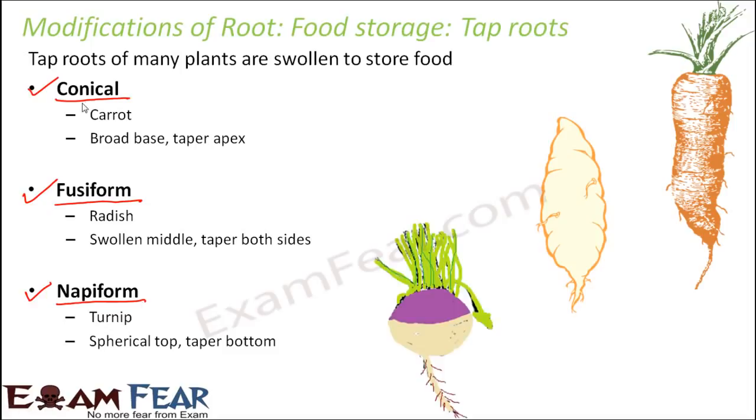So let us look at the conical one. They have a shape like a cone. Example is carrot. If you look at the shape of a carrot, you see it is in the shape of a cone, somewhat like this. So it has a broad base and tapers towards the apex. This is the base and this is the apex. Here it gradually becomes tapered, right? So this is an example of conical root. We have a broad base and tapered apex.